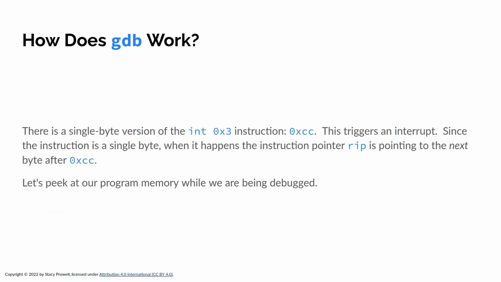And all this brings up the question of how does GDB work? And remember, I did promise you at some point I would come back and tell you how GDB works. GDB does not use a trap flag. Well, parts of it might, but for the most part, it's not going to. GDB uses int3.